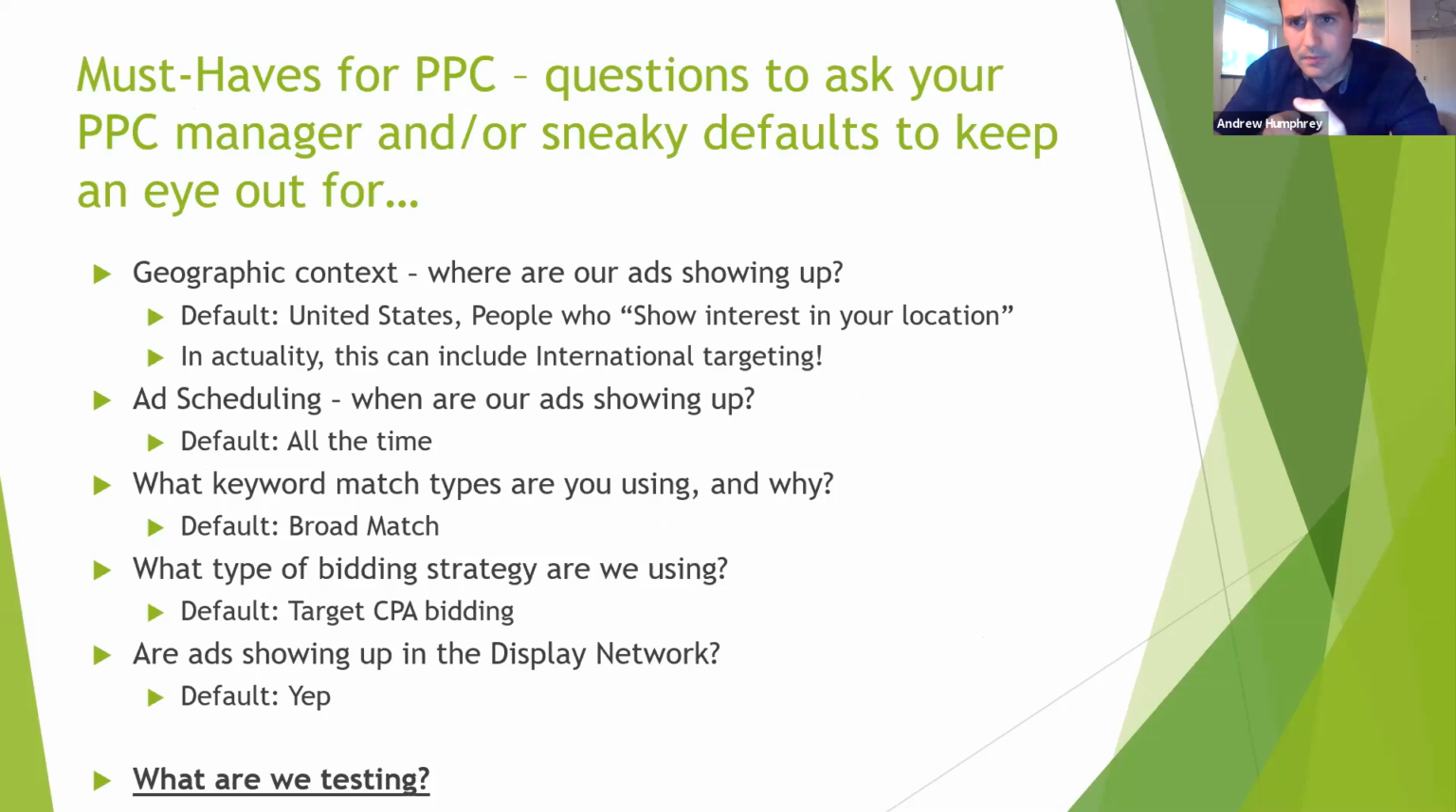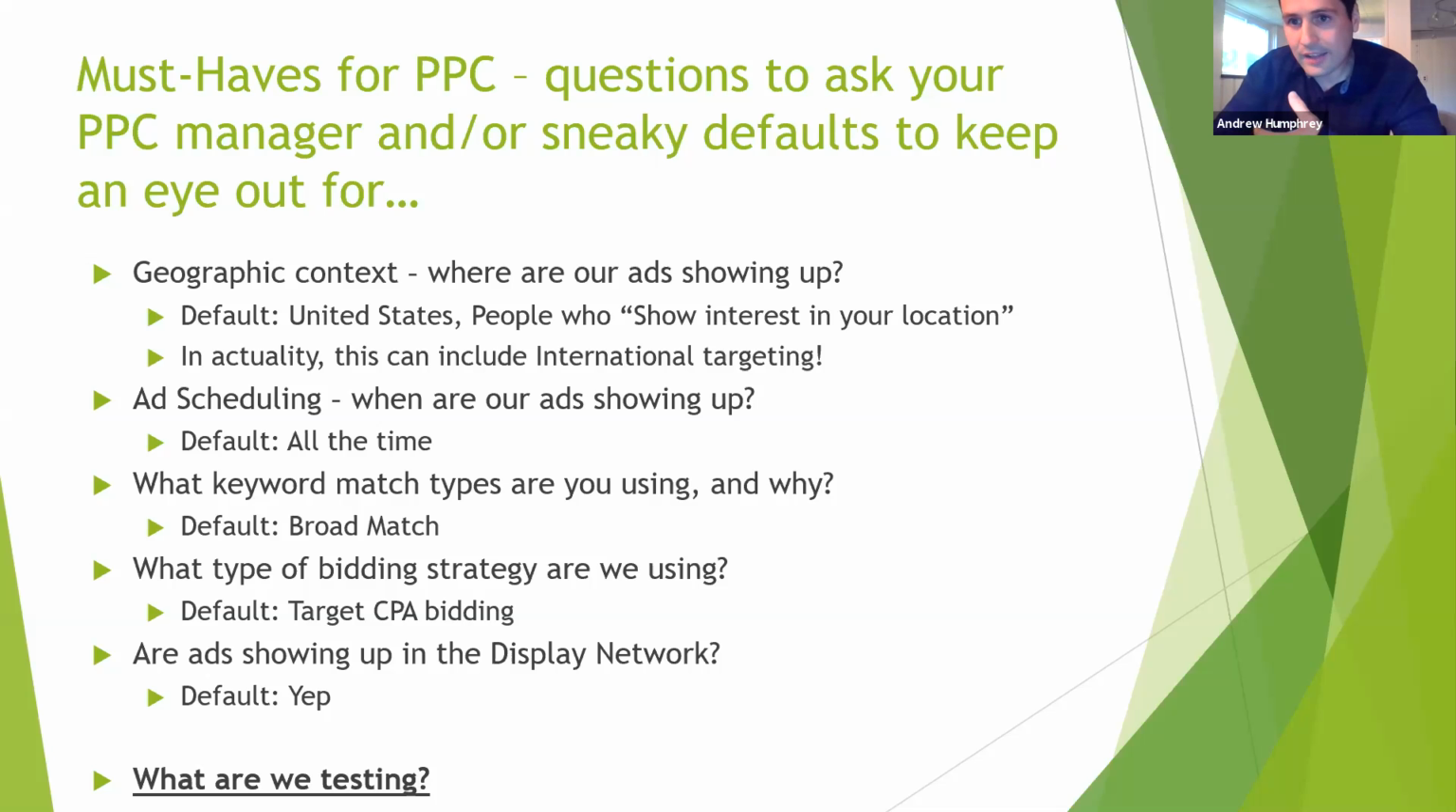These tend to be budget devastating things if you do not control them. And unfortunately, they are the default settings when you create a pay-per-click campaign. So you really want to make sure you're checking these boxes on your list before you launch something. So first and foremost, geographic context.